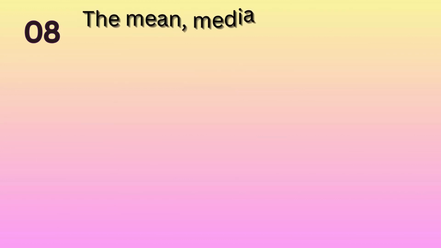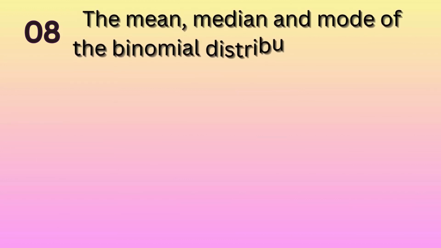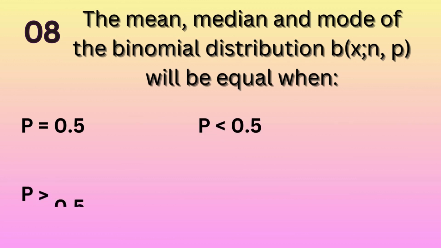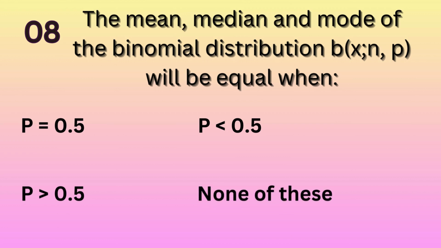The mean, median, and mode of the binomial distribution will be equal when: probability of success p is equal to 0.5, p is less than 0.5, p is greater than 0.5, or none of these. The correct option is p equal to 0.5, because the binomial probability distribution is symmetric when the probability of success p is equal to 0.5.